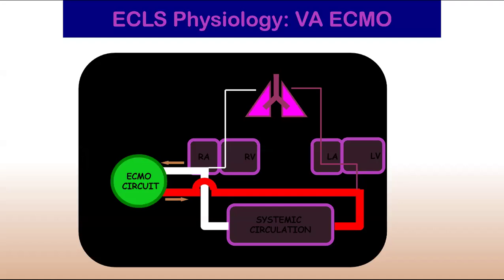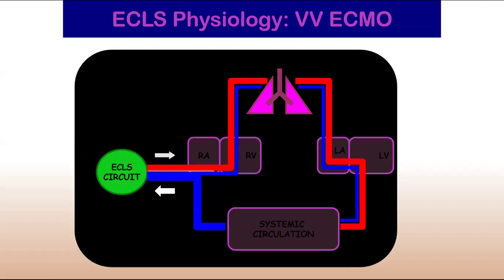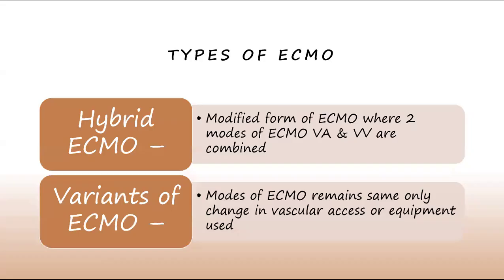Coming to the physiology of ECMO, as we all know by this point of time, VA ECMO is going to support the heart, VV ECMO is going to support the lungs here, and VA ECMO supports both the heart and lungs. I'm not going into detail of the physiology behind VA and VV ECMO, so I'll stick to my topic here. So hybrid ECMO and variants of ECMO. Is there any difference between these two?